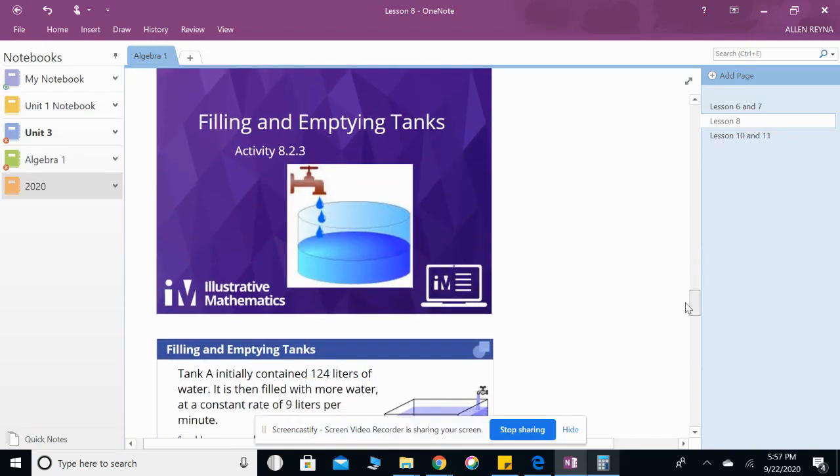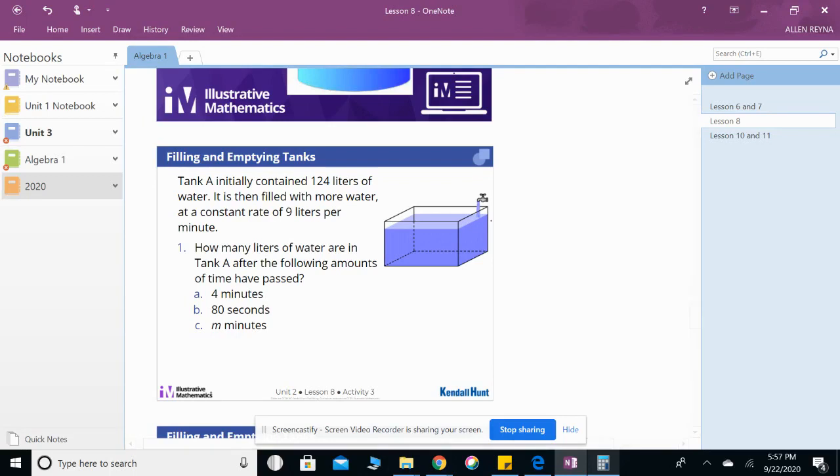Okay, one more example. We have a tank. It initially contained 124 liters of water. It is then filled with more water at a constant rate of 9 liters per minute. Ooh, this sounds like something you guys learned last year. I hope you guys remember slope-intercept form.